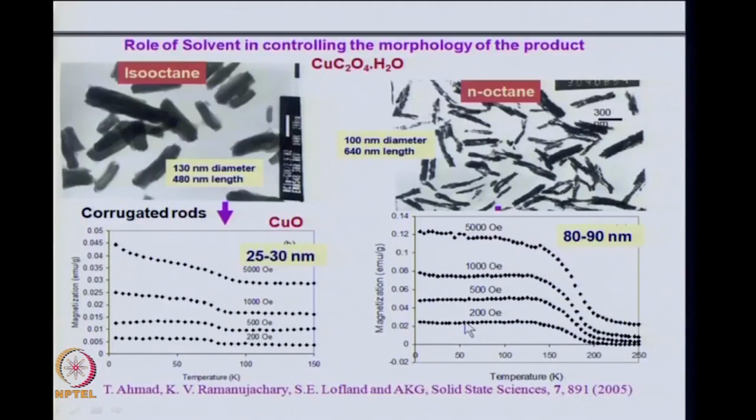compared to the magnetization in the other case, and the difference in these two is just the size of the particles. So, you see that there is some transition here around 80 Kelvin, and that transition in these nanoparticles is around 190 Kelvin. So, this change in the particle size brings about the change in the magnetization in copper oxide.